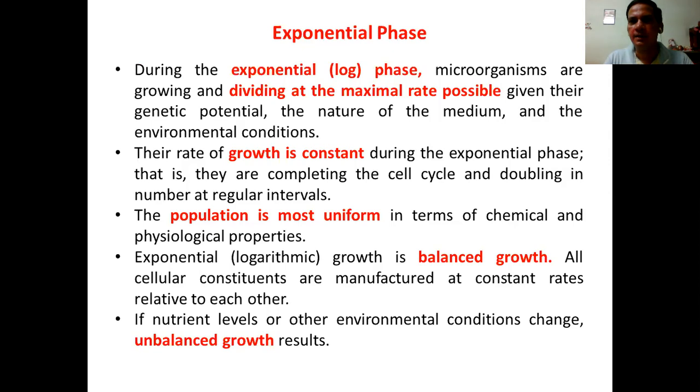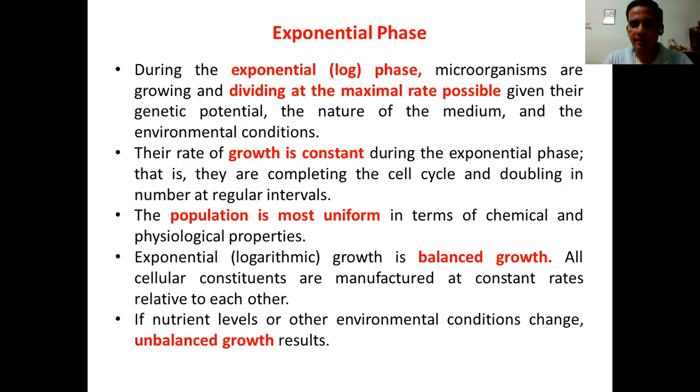Let's say, for example, the bacterium E. coli has a doubling time of 20 minutes. So every 20 minutes, it is dividing. If you start with 2 cells, 2 becomes 4, 4 becomes 8, 8 becomes 16. After every 20 minutes, this doubling occurs. The population is most uniform in terms of chemical and physiological properties. What this means is that since the availability of nutrients and the environmental conditions are optimum, the population which is dividing at this point is uniform.